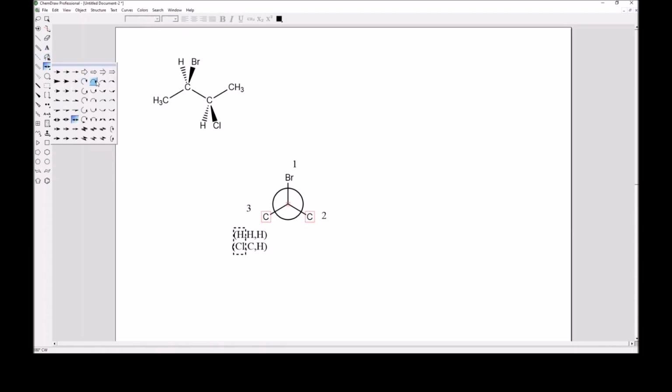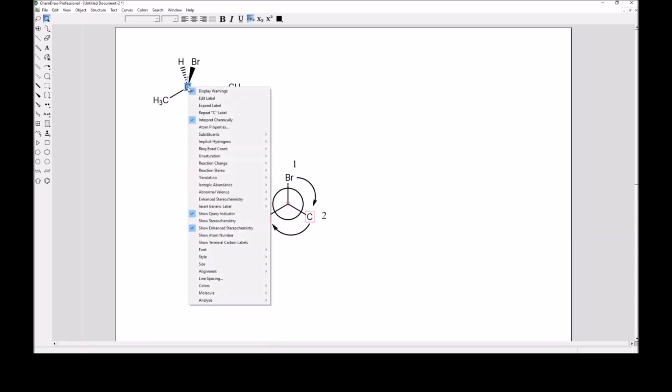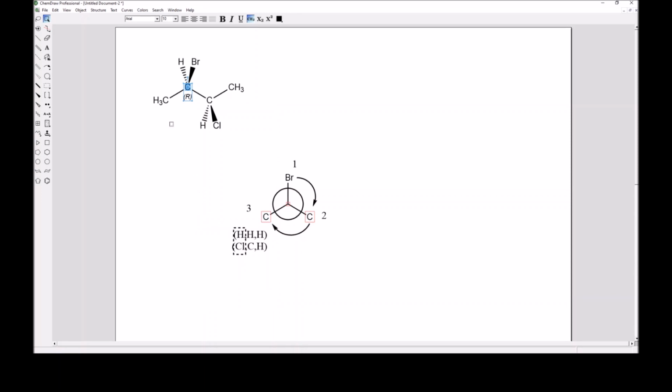And like we did before, once you've identified the priorities, then you draw an arrow from 1 to 2, and then 2 to 3, and the rotation of that arrow is going in a clockwise fashion. If something is clockwise, then that refers to the R configuration. Now, all of that work was to show you how to do that on your own. ChemDraw will actually just do it for you. If you've drawn a correct wedge dash diagram, you can right-click on the atom, show stereochemistry, and there's the R label right there. This is not a useful keystroke for you because it will not be available on the exams. You need to learn how to do it just like I did it over here.